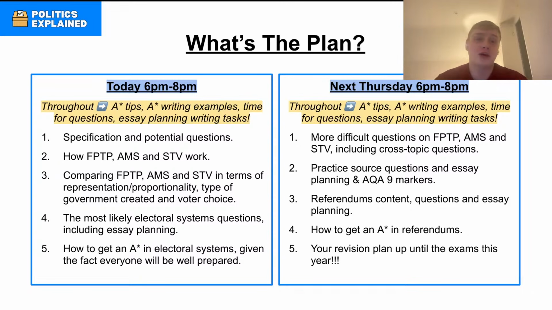So in terms of what we're going to be covering today, we're going to be looking first at the specification and potential questions. We're then going to look at how first past the post, AMS and STV work. We're then going to compare first past the post, AMS, the additional member system, and STV in terms of representation and proportionality, type of government created, and voter choice. They're three really key criteria you want to be using in your essays. We're then going to look at the most likely electoral systems questions, including doing some essay planning for them, and finish off with how to get an A star in this topic in particular.